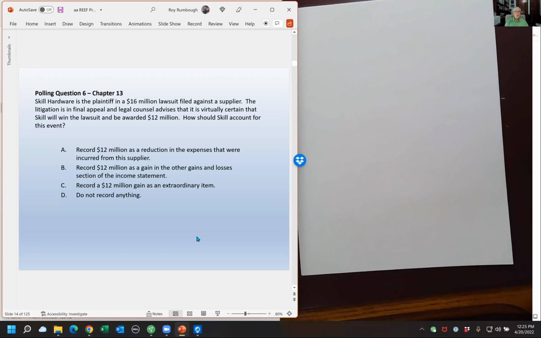Okay, so Skill Hardware is a plaintiff in a $16 million lawsuit filed against the supplier. And litigations were really close, and it's virtually certain, almost guaranteed. That's like 95, 98, 99% certain, virtually certain. Probable, a lot of people say, is around 75%. So this is much higher than probable, almost guaranteed we're going to get this 12 million. So why can't we report a gain?